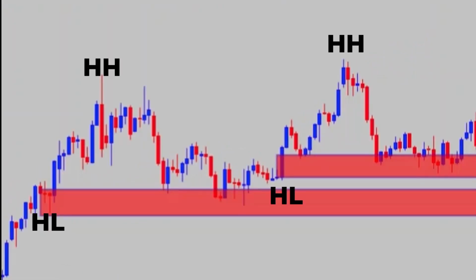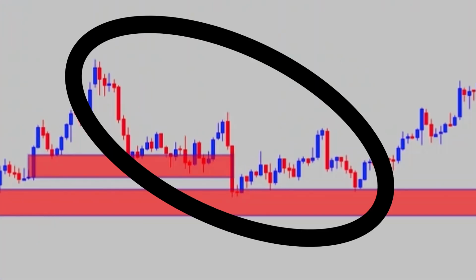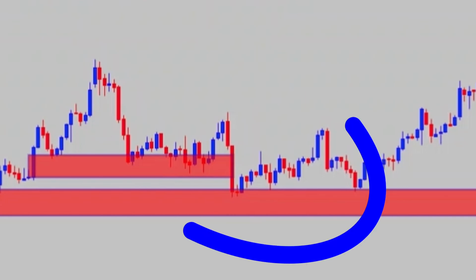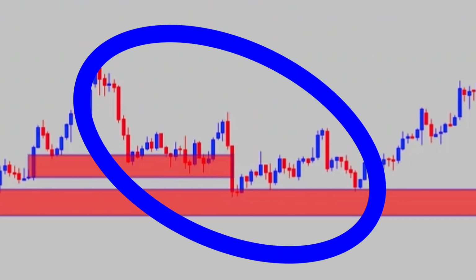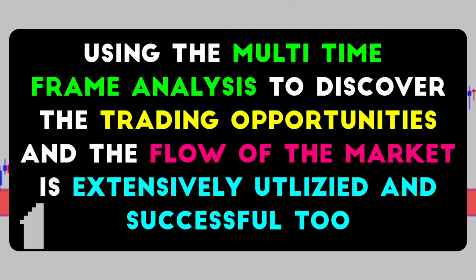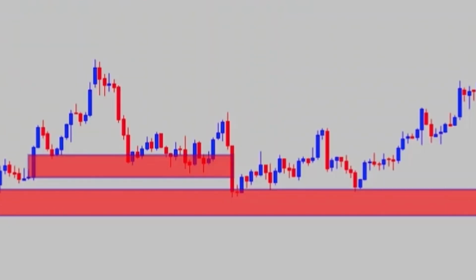On the higher time frame, we can clearly see that the market is making higher highs and higher lows. And then, the market started to get weak due to a lower number of buyers or more selling pressure. This little pullback on the higher time frame seemed like a downtrend on the lower time frame. Using multi-time frame analysis to discover trading opportunities and the flow of the market is extensively utilized and extremely successful. Let us see how we can discover trading opportunities by using multi-time frame analysis.